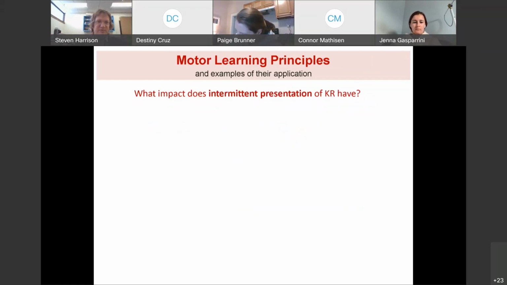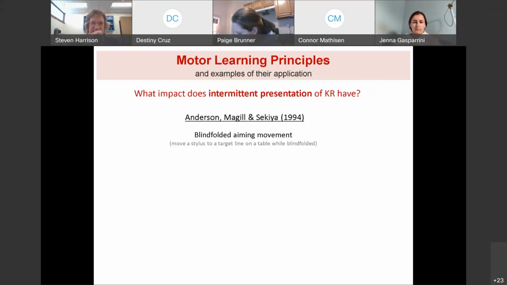Okay, so let's start by looking at a study by Anderson and colleagues. Here we're looking at a blindfolded aiming movement. In this study, there's no picture available in this research that I could show you, unfortunately, but you're holding a stylus like a pen type device, and you have to move it across a table to get the stylus to stop exactly on a target line that's on the table in front of you. And we're going to train people to try and do this while completely blindfolded.